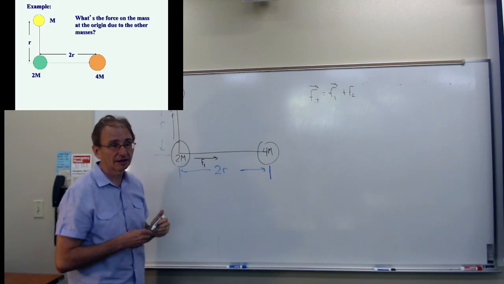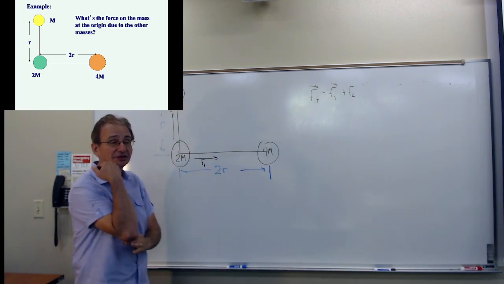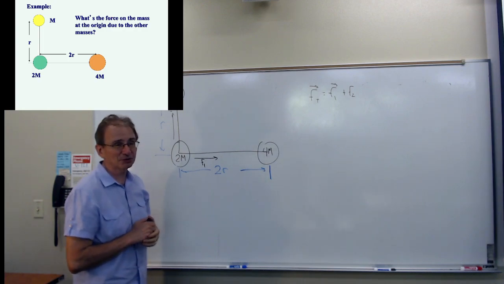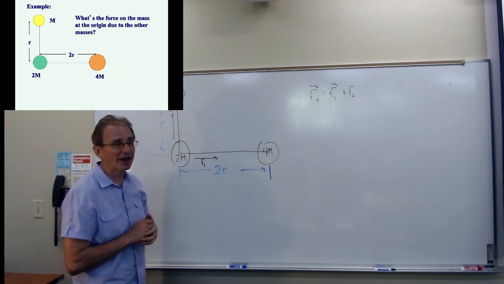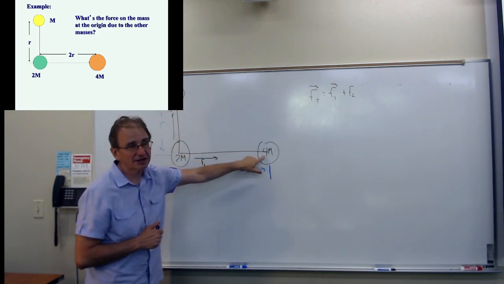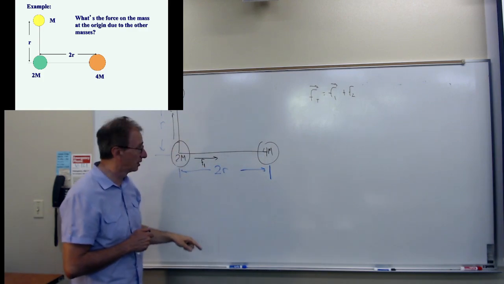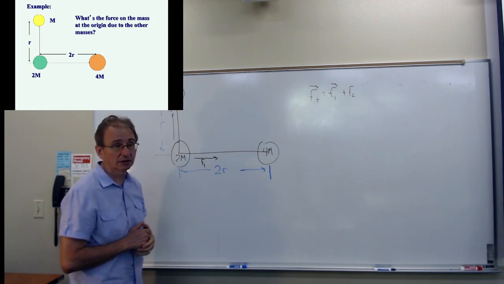What about between the M mass and the 4M mass? That's a good question. There is a force between those two, right? But what am I asking? I'm asking for the force on this one. I'm not asking for the force on this one, and I'm not asking for the force on that one. Only this one. It's true that they are exerting a force on each other, but I want to know the force on this object. Okay?